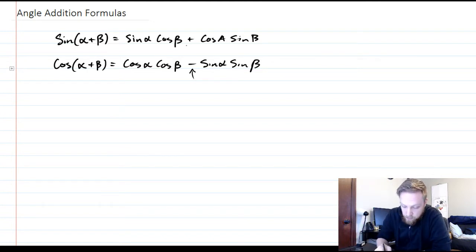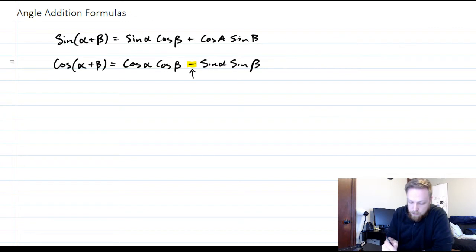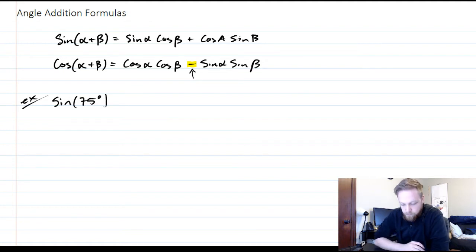The thing to remember here, and this is important, is that this negative needs to be there. So, here's one example. Why would we use this? Okay, so let's try doing the sine of 75 degrees. Sine of 75 degrees is not on the unit circle.